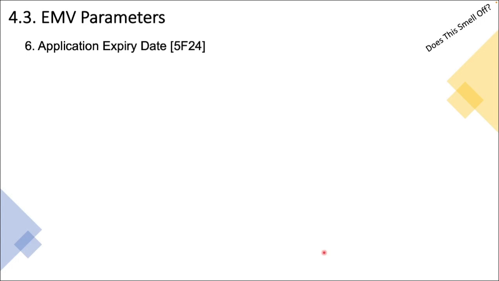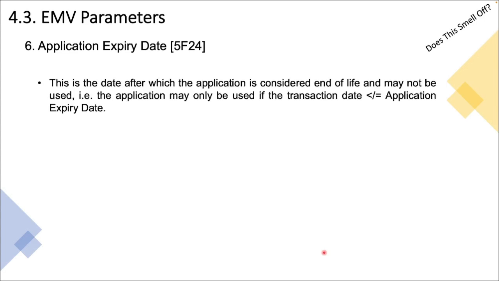Okay, so let's talk now about application expiry date, 5F24. Now, application expiry date works very similar to application effective date. It's a date we write to the card, and the purpose of this is that in theory, if you attempt a transaction for this application after it's expired, after expiry date, it could be problematic, right? So what we're saying is we are establishing a use by date for this card, right?